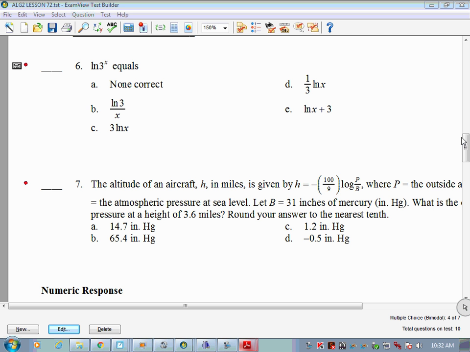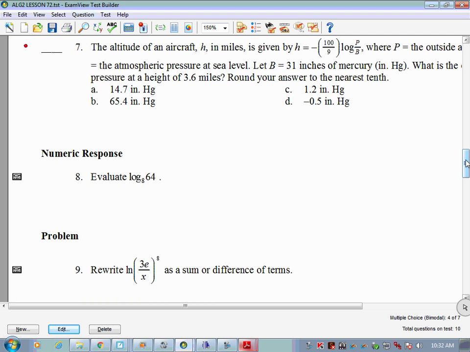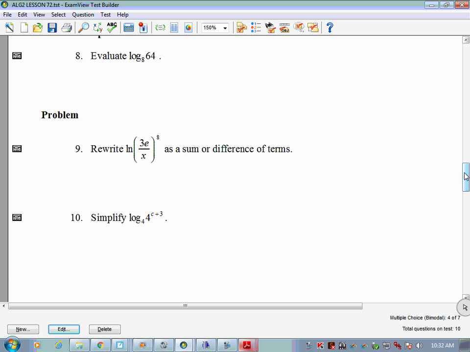All right, number 7. Oh no, it almost looks like I skipped number 7. Let's skip number 7 for now. We'll come back to it if we have time, or it may just help you try to get into your book.